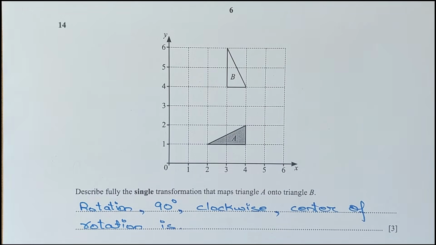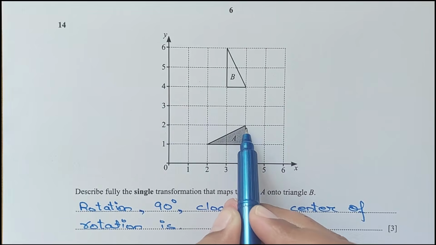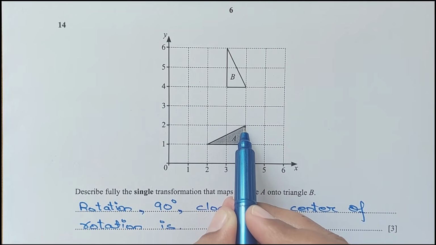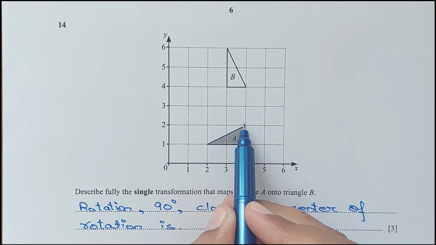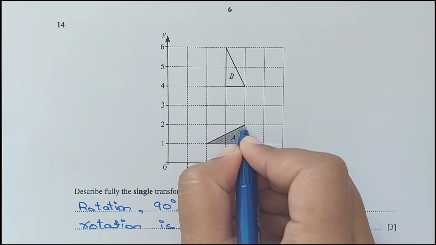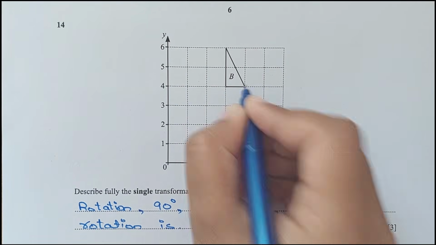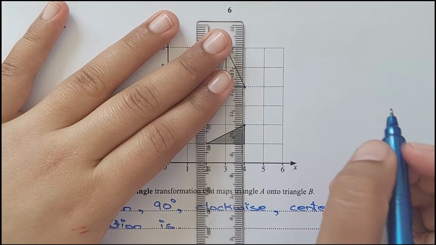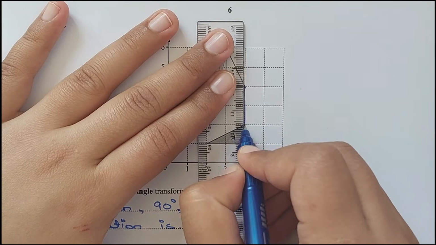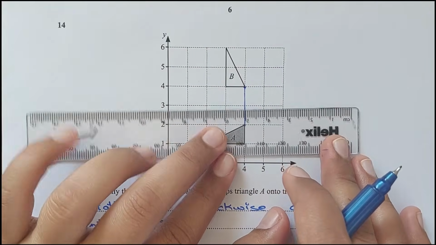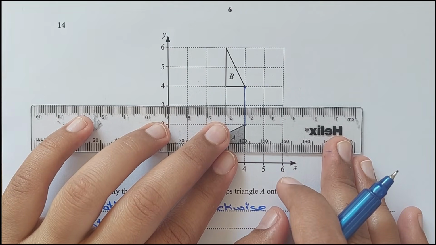Okay. Now for center of rotation, you can use a tracing paper, or if you don't have a tracing paper with you, the second way is to connect the corresponding points of both shapes, like the point on A and its corresponding point on B, and draw the perpendicular bisector, right? This is a perpendicular bisector.